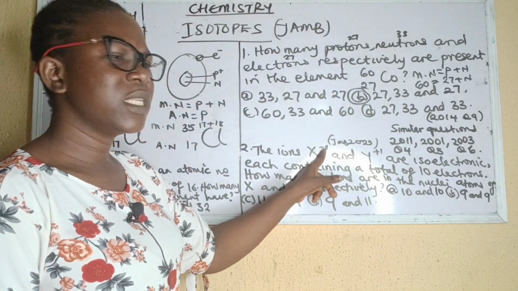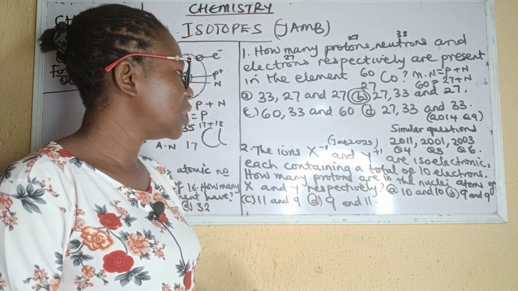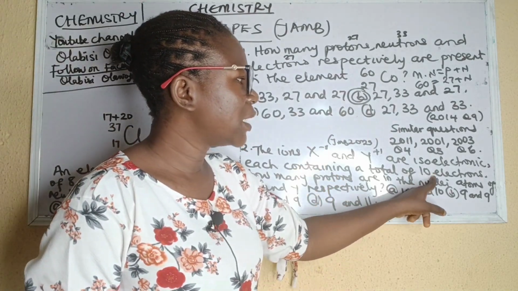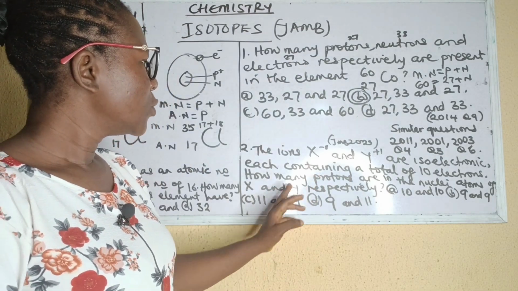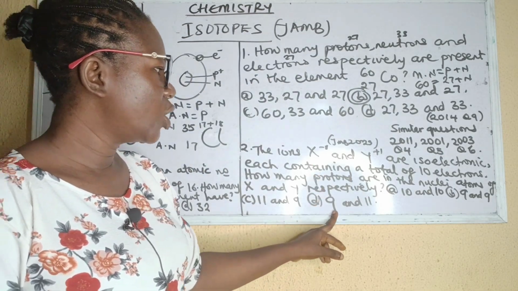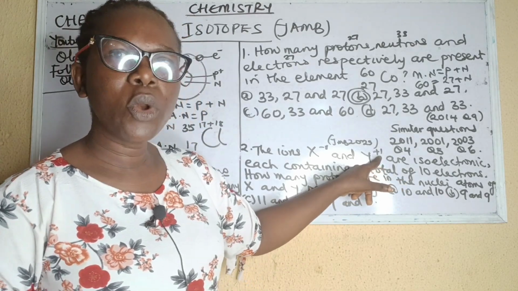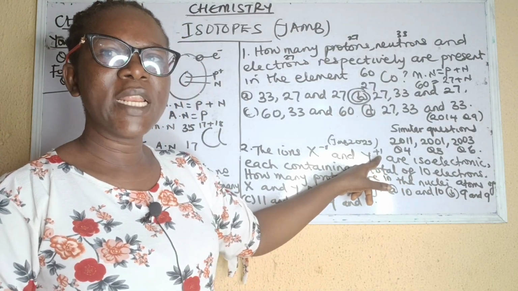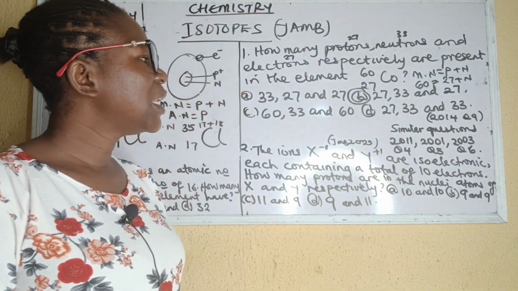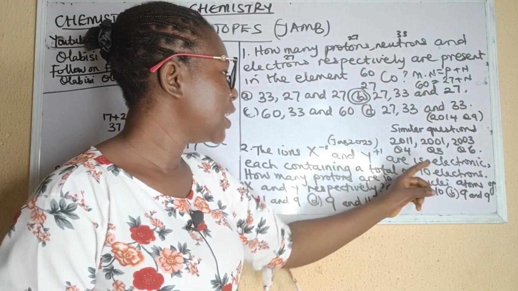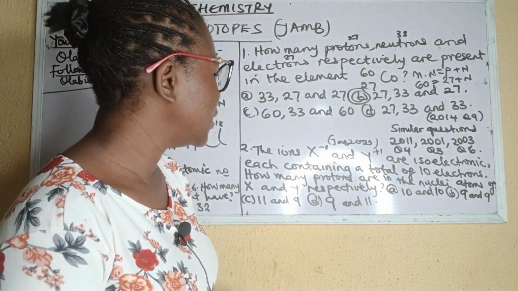Since the minus indicates that an element has gained electrons, and it has gained 1 electron and now contains 10 electrons, it means it was originally 9. So X has 9 initially, and then Y has given out 1, that's why you have plus 1. When an element gives out an electron, which is negative, it becomes positive. So it has given out 1 and is now containing 10, it means it was originally 11. So the best answer here is 9 and 11.